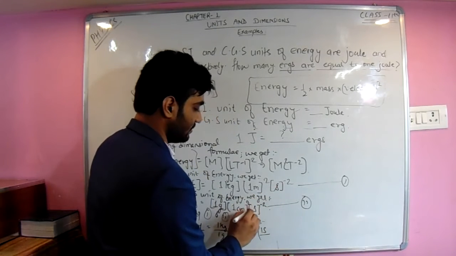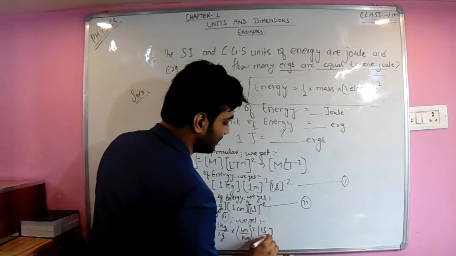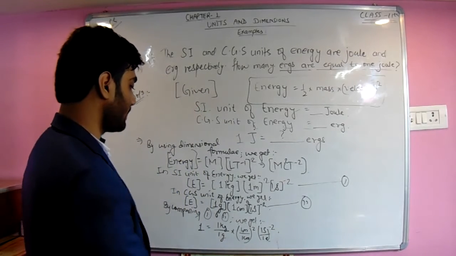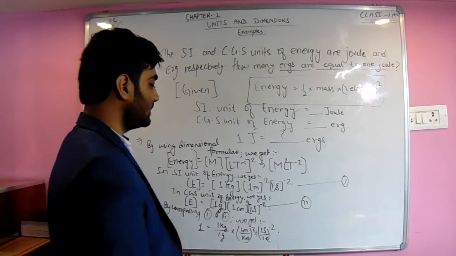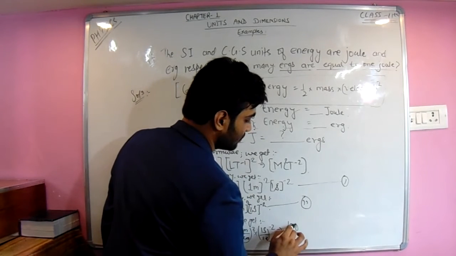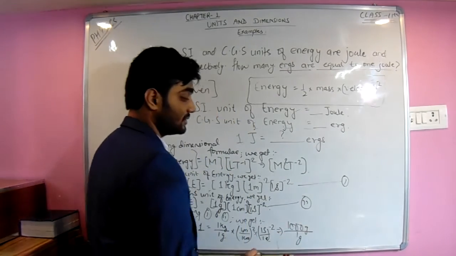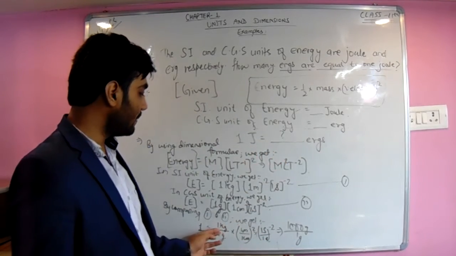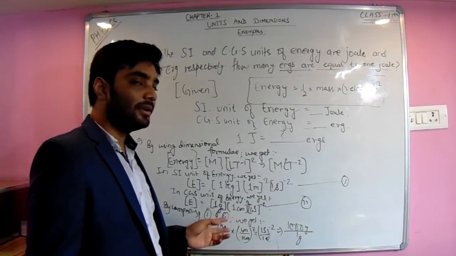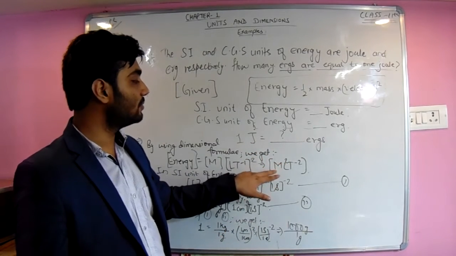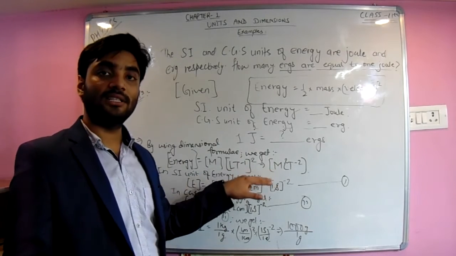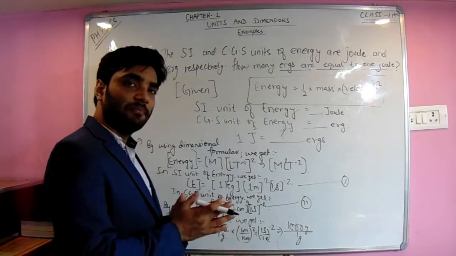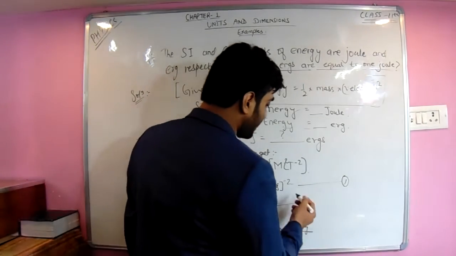Second, 1 second by 1 second, power minus 2. Right, okay. 1 kg becomes 1000 gram. You have to change into CGS. We have to find erg. So every dimension, change into your SI unit and change into CGS unit, and then compare by using these two equations.